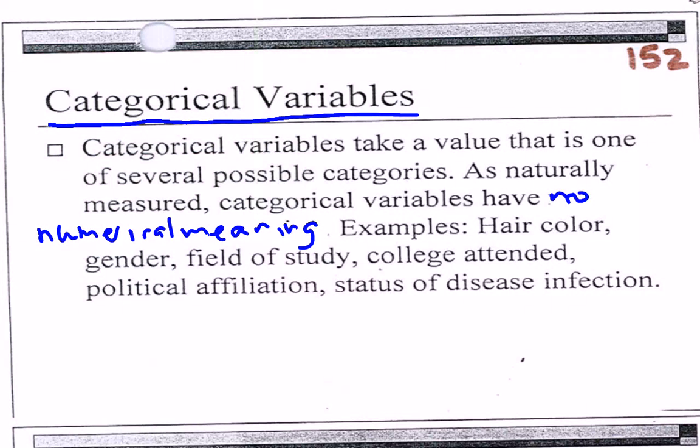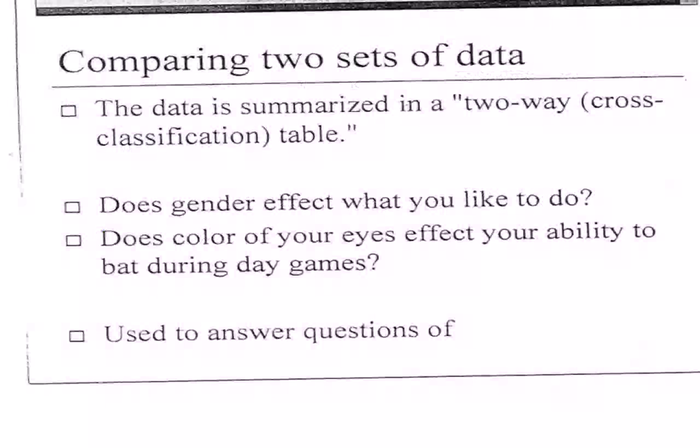So what we're going to do usually is compare two of these. So we might consider gender and hair color, or hair color and eye color, or college attended and political affiliation. So we're comparing two categorical variables. The data is summarized in a two-way table. Sometimes you call it a cross-classification. So we say, like, does gender affect what you like to do? Does the color of your eyes affect your ability to bat during day games? It's used to answer questions of comparison.